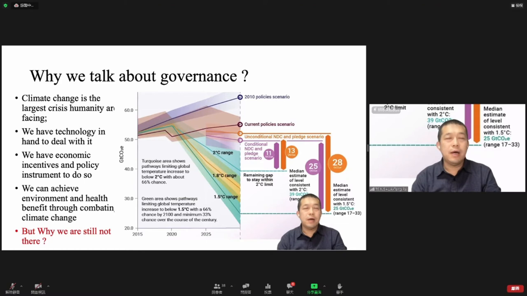And you must also have learned from the lectures by Professor Chao Jing and Professor Zhang Da that we do have economic incentives to deal with climate change. And we also have policy instruments, including the emission trading scheme, to reduce our emissions. And you know from the lectures by Professor He Kebin and Professor Cai Wenjia that we can achieve mitigation and emission reduction, and also gain tremendous benefits in environment and health improvement.